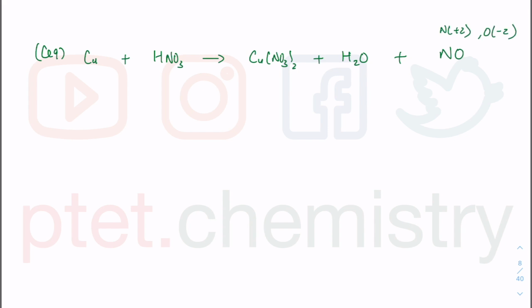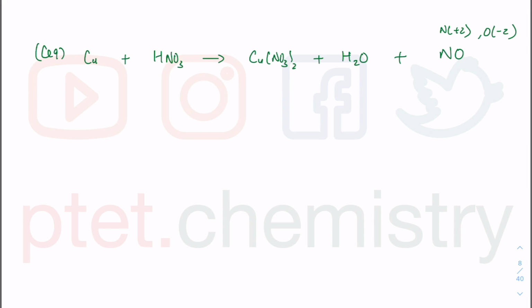So in this question number 9, we have these balancing equations. We have copper reacting with dilute nitric acid, and what are we producing? We have this copper 2 nitrate, and we're producing water, and we have nitrogen 2 oxide. So this means the nitrogen is a plus 2 oxidation state, the oxygen is minus 2. This is nitrogen monoxide, the other name is nitrogen 2 oxide.